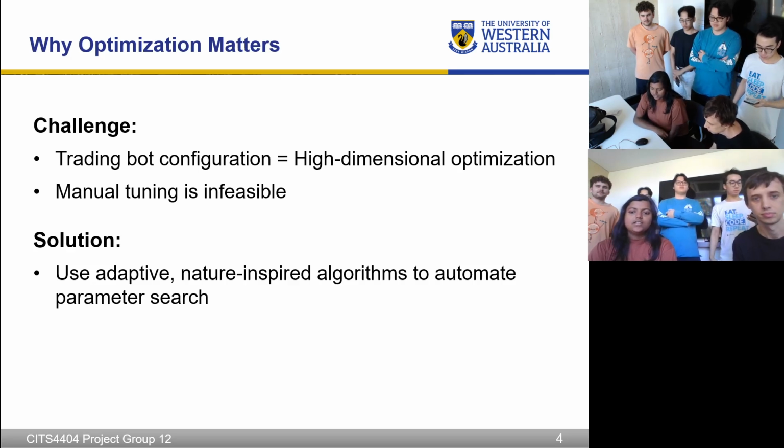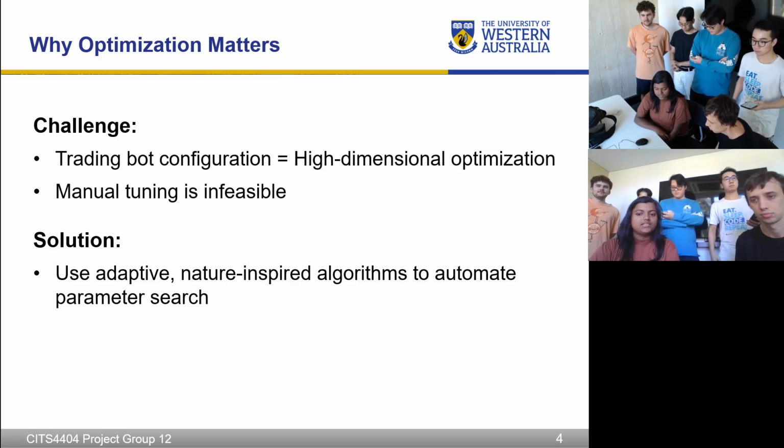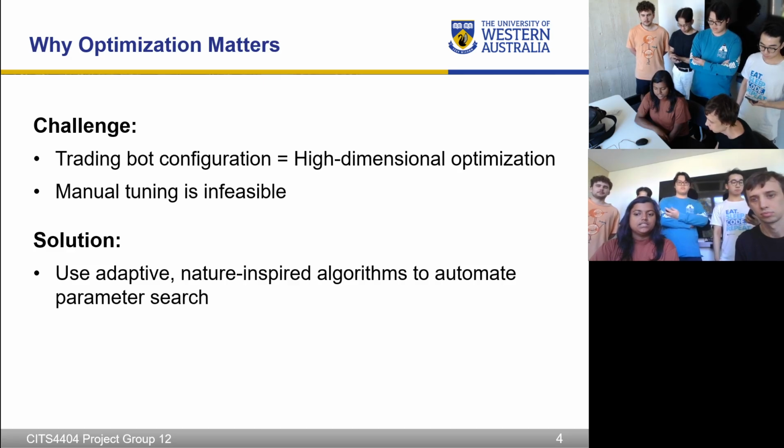The trading bot's configuration involves many parameters, from moving average window sizes to signal construction, making it a high-dimensional optimization problem. Manual tuning is not only tedious but ineffective. Therefore, we use adaptive nature-inspired algorithms to automatically find optimal parameters, aiming for better profitability and robustness based on the historical Bitcoin data.